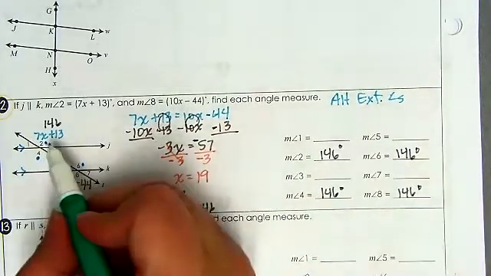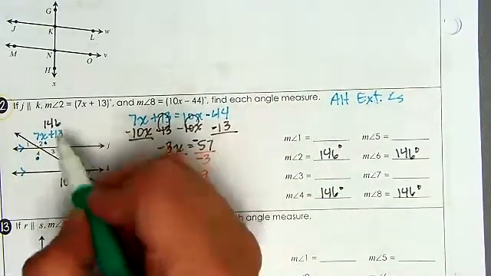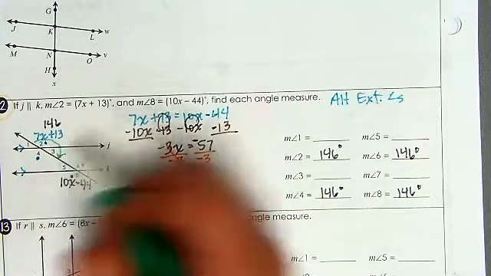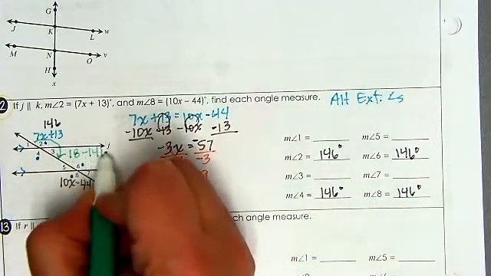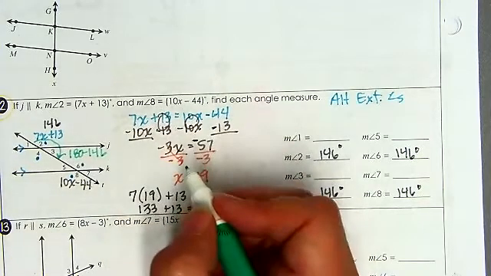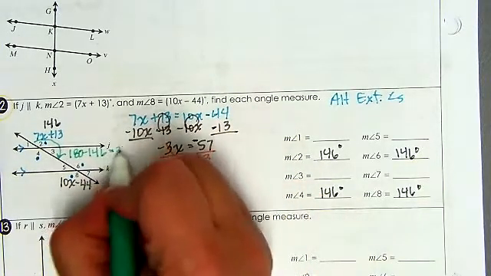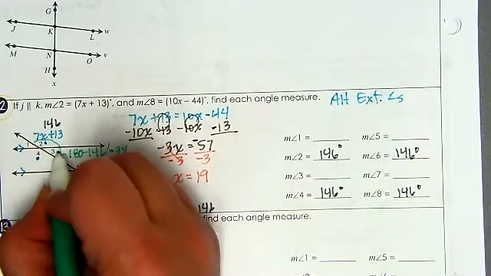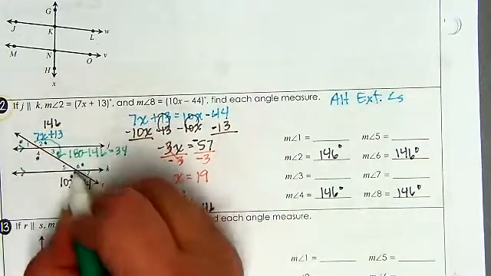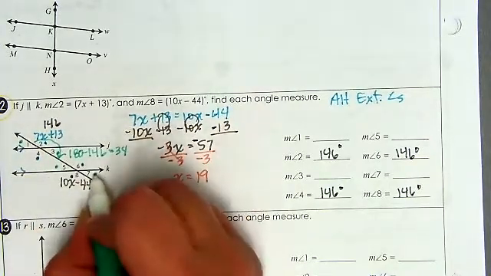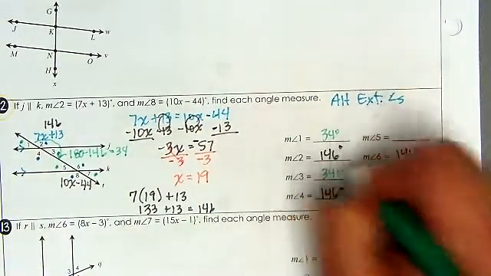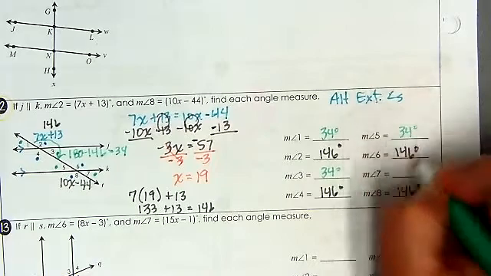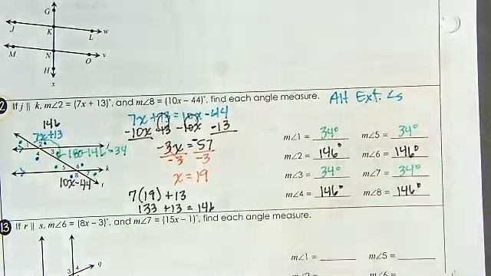Now I need to find the next one. I'm going to try 2 and 3. That means I'm going to do 180 minus 146, which gives me 34. So 3, 1, 5, and 7 all equal 34: 34 degrees, 34 degrees, 34 degrees, 34 degrees.